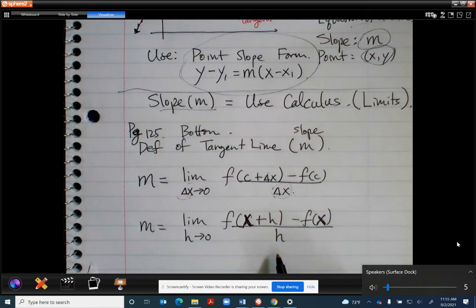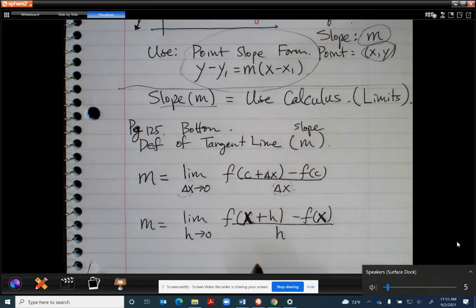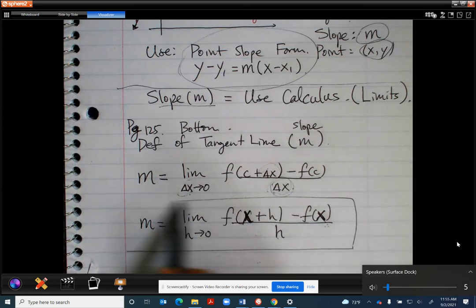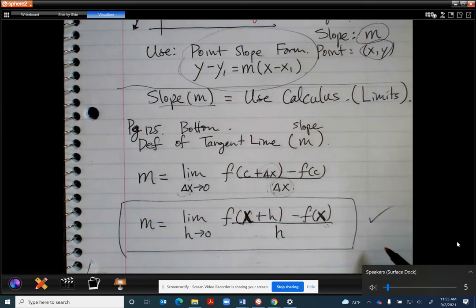It's the same thing. Does everyone understand why delta x is representing the h right here? Do you see it? And then we used x variables before, so I like to use x, function of x. So I want you to use this formula if you can.